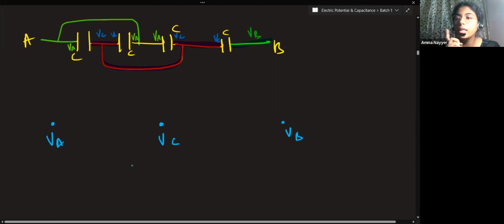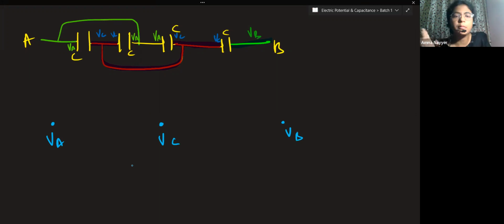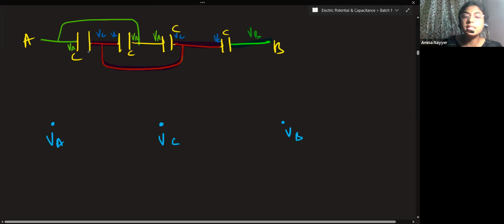Now, all the capacitors that are coming between VA and VC, write them together. So first one, this is coming between what? A and C. I have added it. Second one coming between C and A. Again, it is coming between C and A.